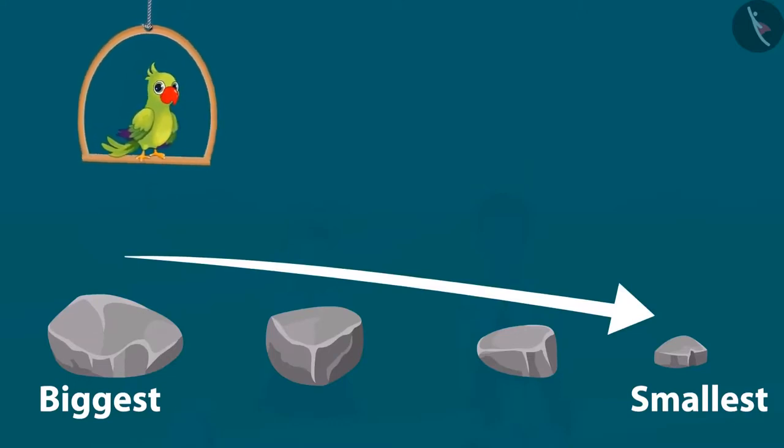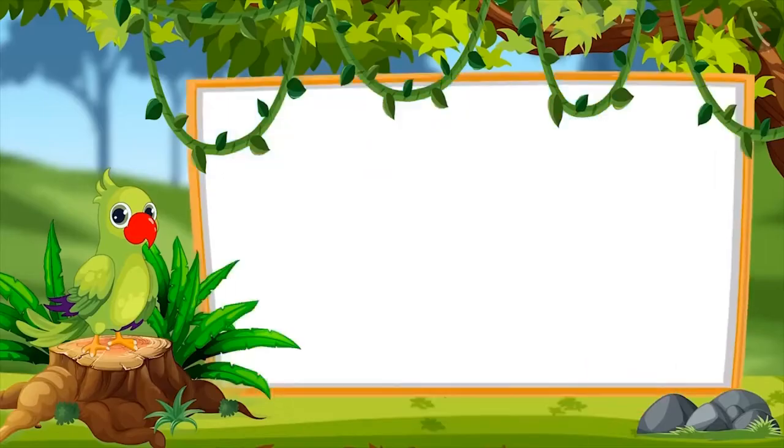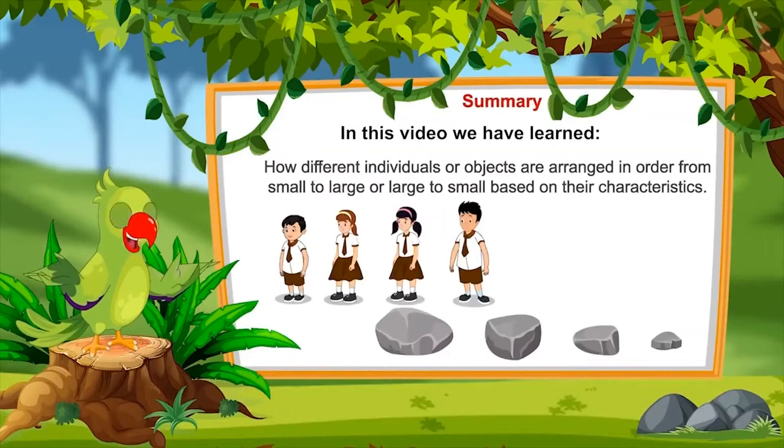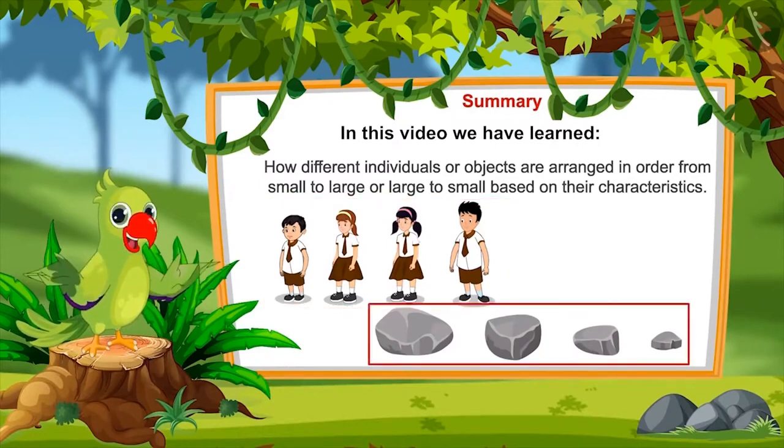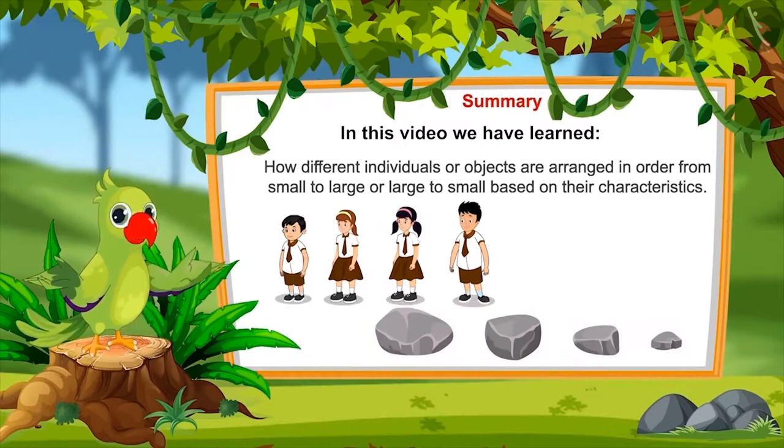So children, tell me, did you enjoy seeing examples of seriation? Okay, so that's all for today. In this video, we have learned how to organize different people or objects in order from small to large or from large to small. I hope you have understood this topic properly.